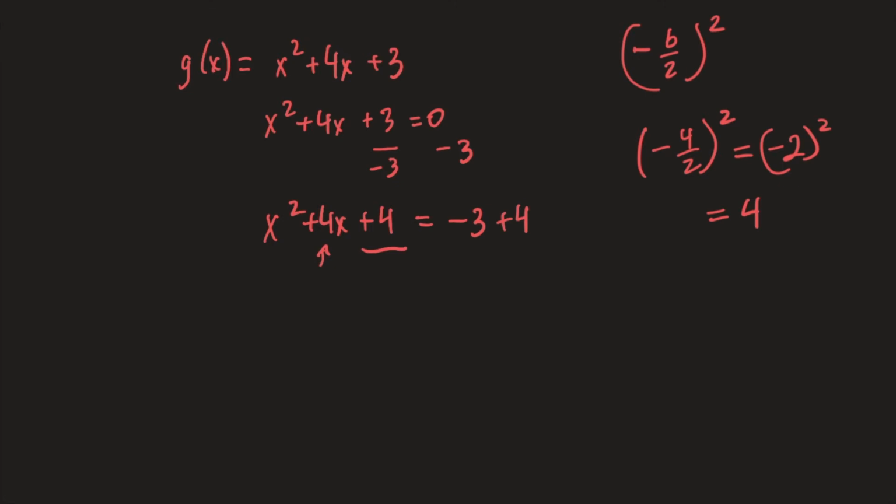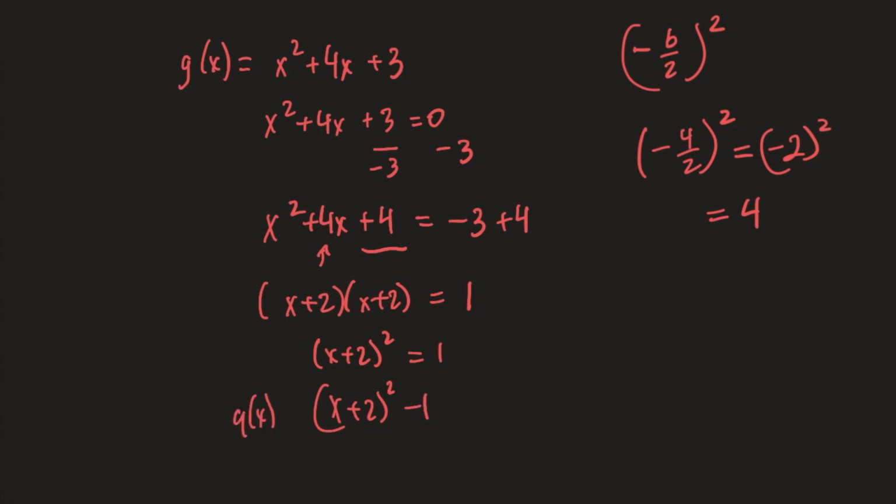Now notice the left side is easily factorable into x plus 2 times x plus 2. And the right side is 1. The left side can be written as (x plus 2) squared is equal to 1. If I bring the 1 back to the left side, I have (x plus 2) squared minus 1. And that is my function g of x in standard form.